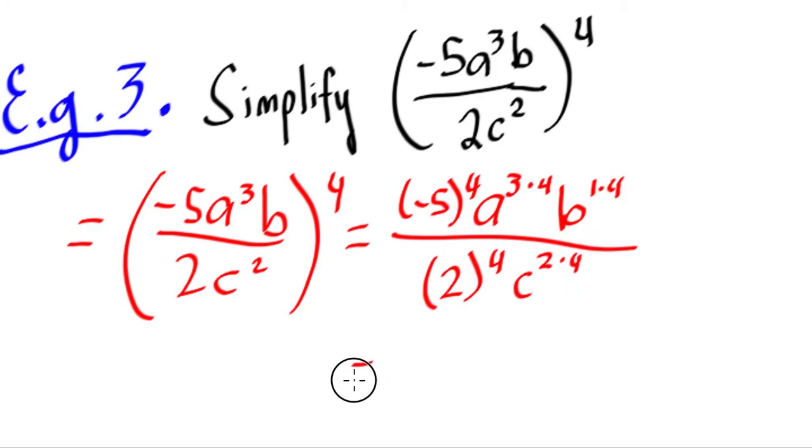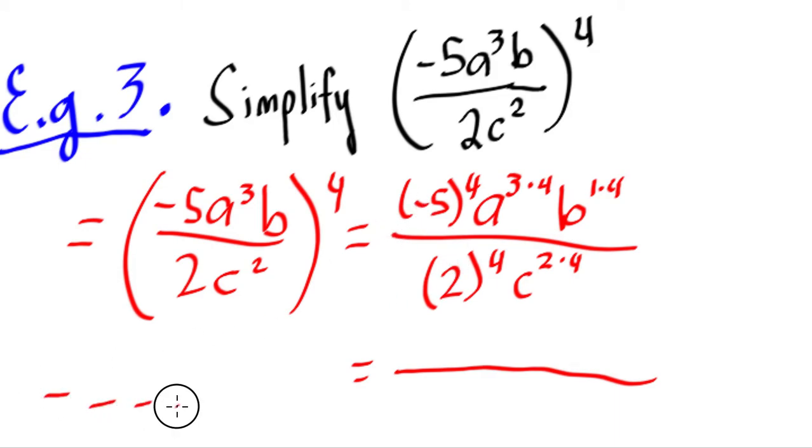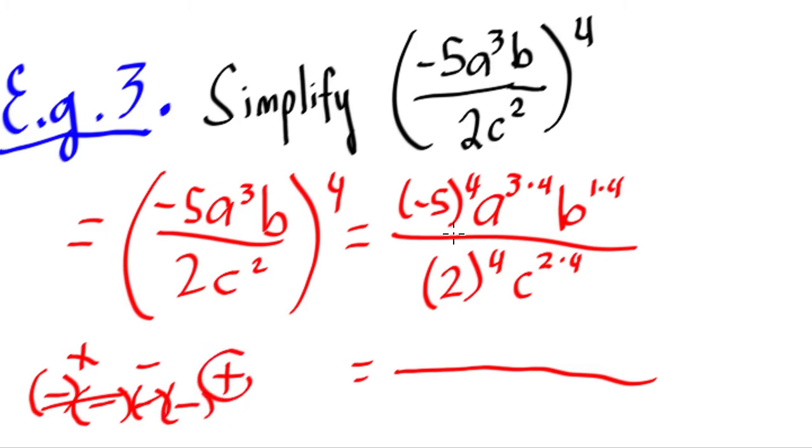So if we do that, what will be the result? Negative 5, multiply that by itself 4 times. Since we have a negative sign here, negative times negative is going to become positive. Multiply this positive by another negative, this becomes negative. Then negative times negative is going to give us positive. So therefore, this is going to be a positive number.